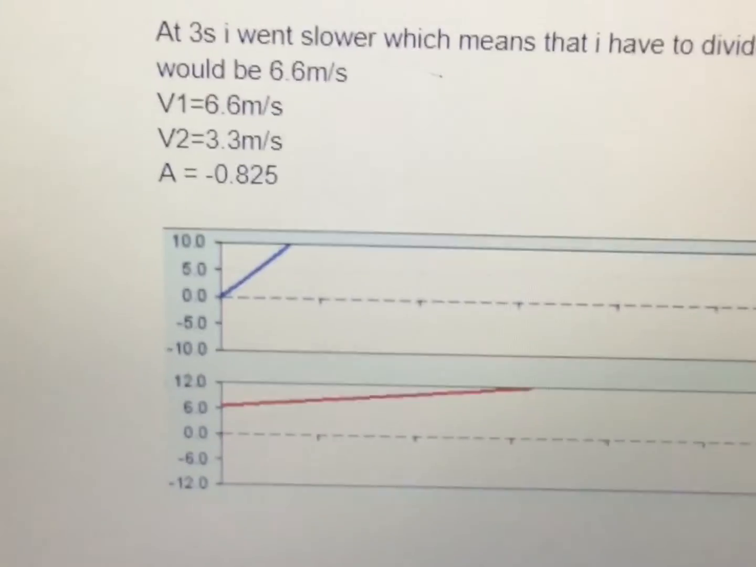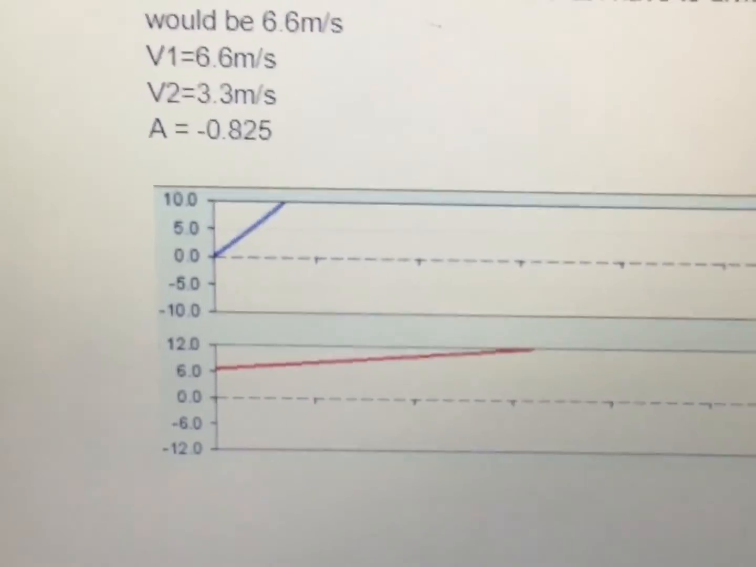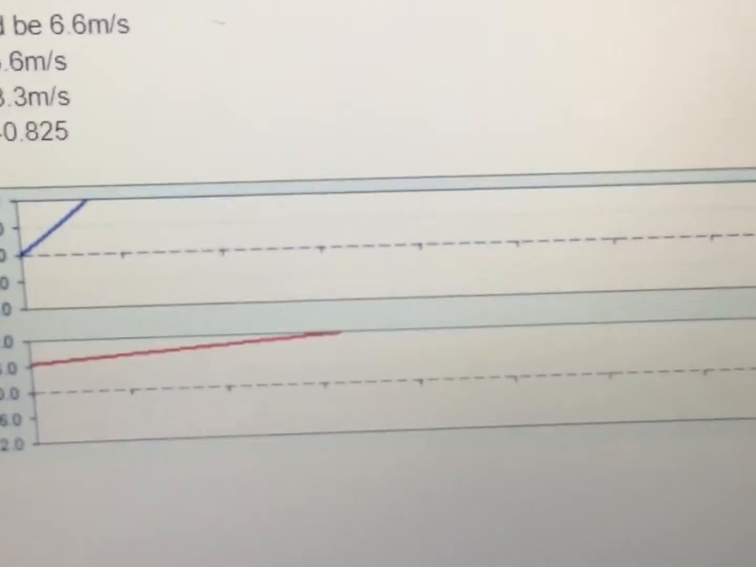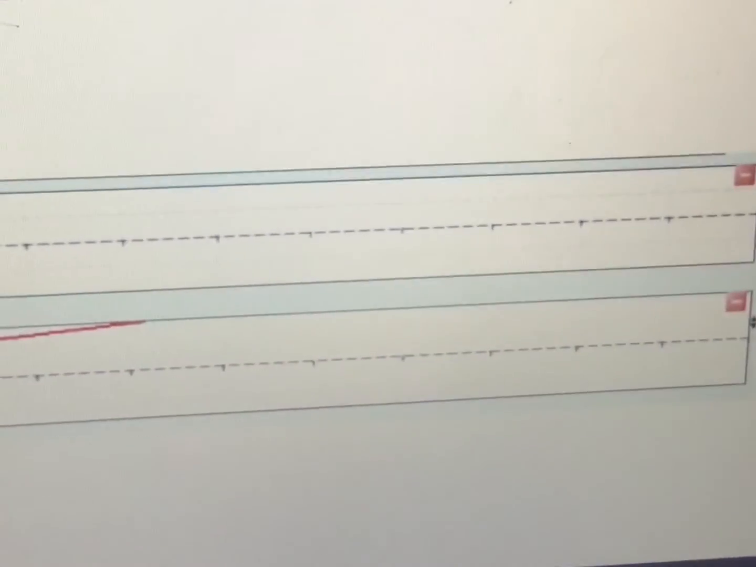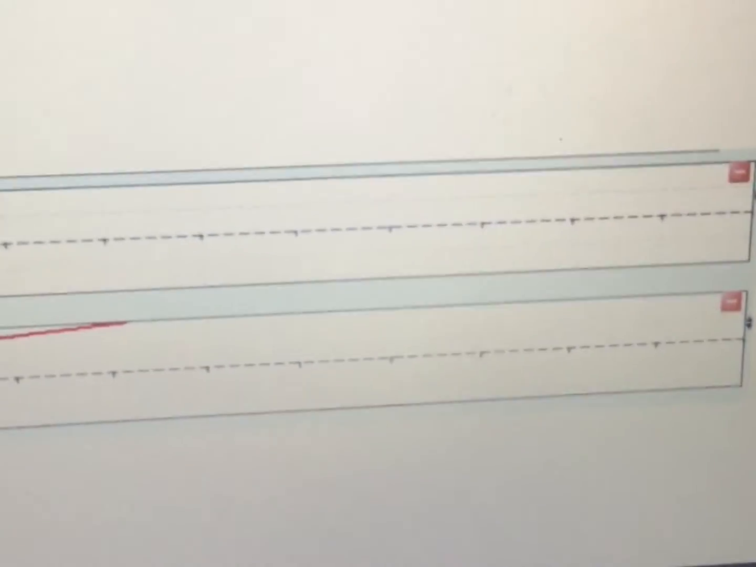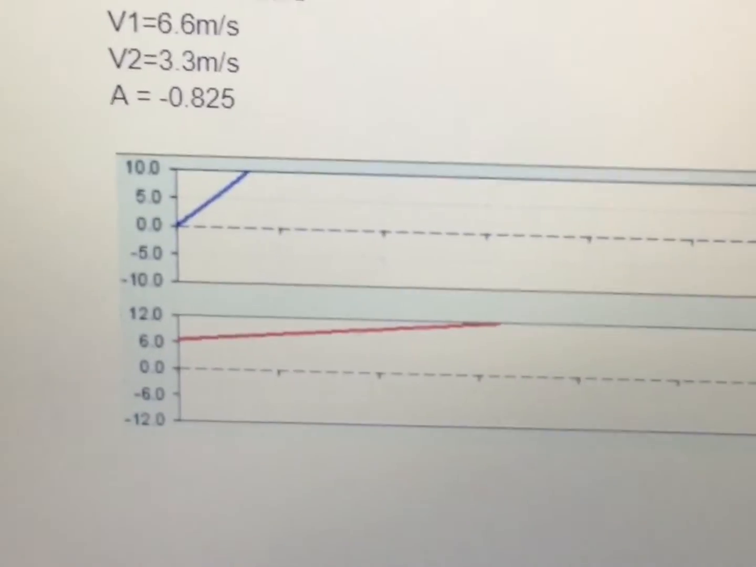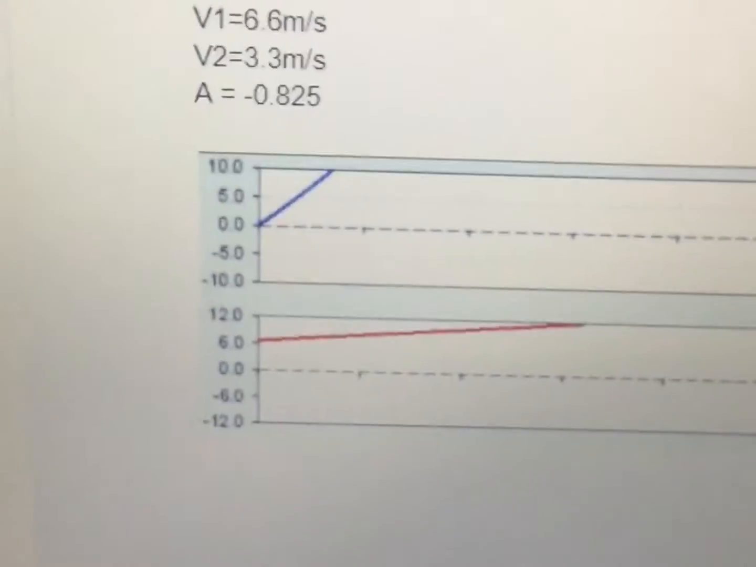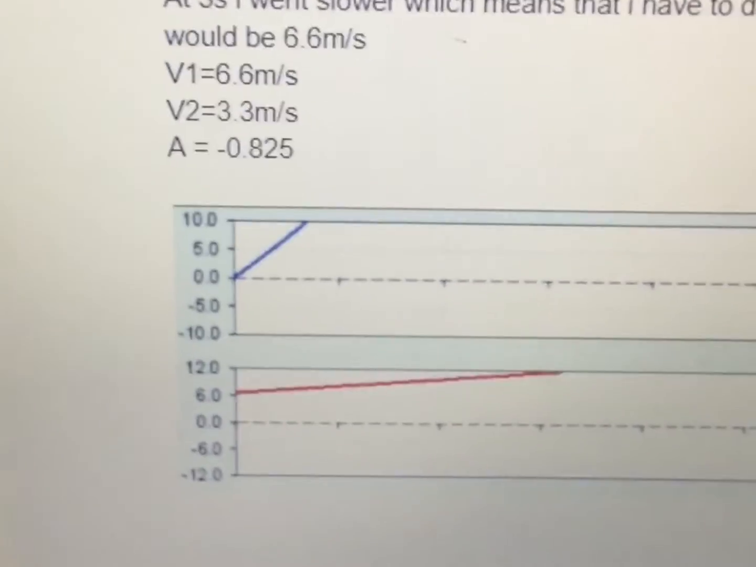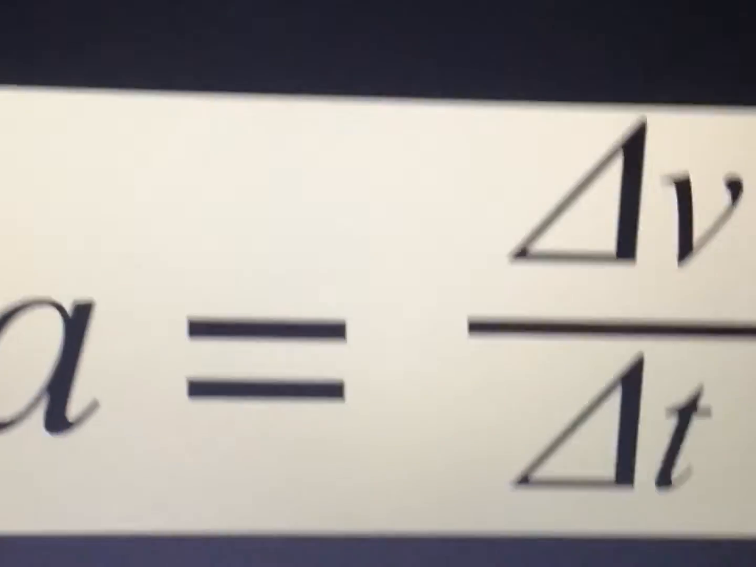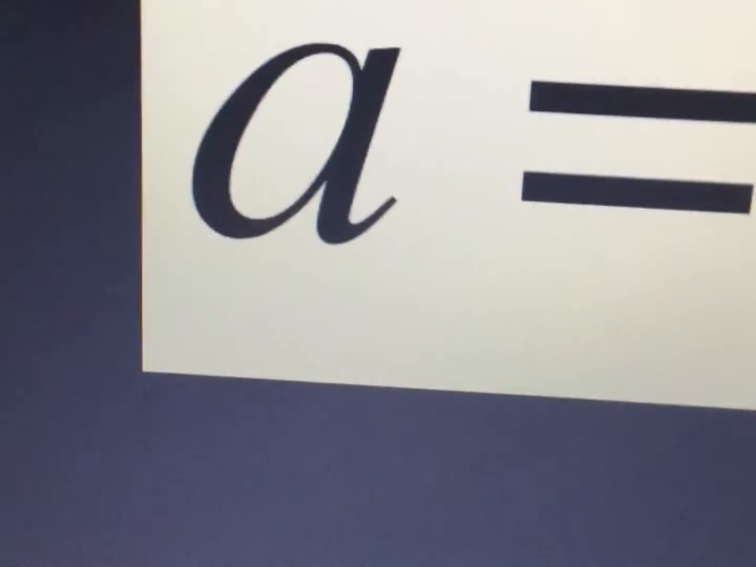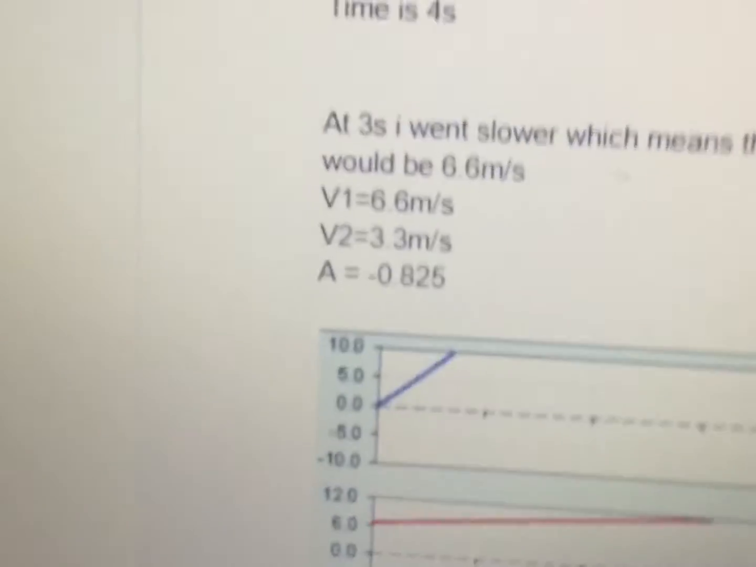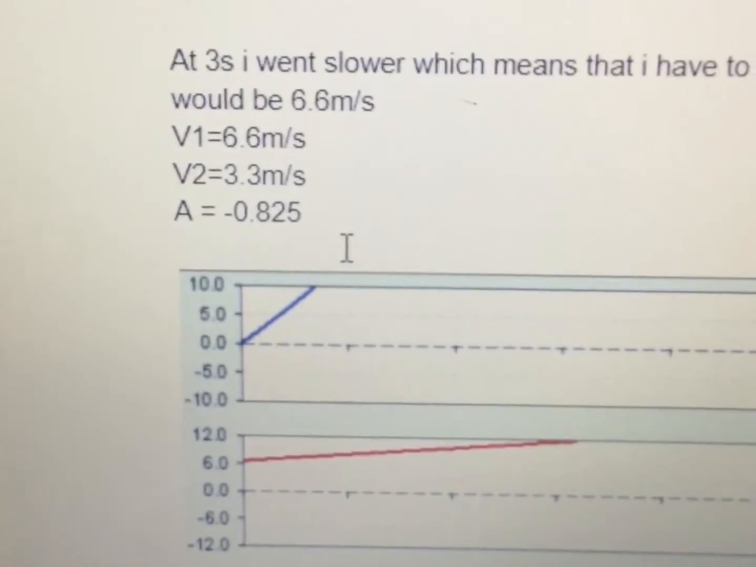Now, if you're back from the video, which you probably are, you can see that at 3 seconds I went slower, which means that I have to divide 9.9 by 3, because it only makes sense, which would come out to be 3.3 meters per second, which would be the second velocity, which means the first velocity would be 6.6 meters per second. Now, if you do the special thing called the acceleration formula, which you divide the change in v by the t, the acceleration, which I got, was negative 0.825.